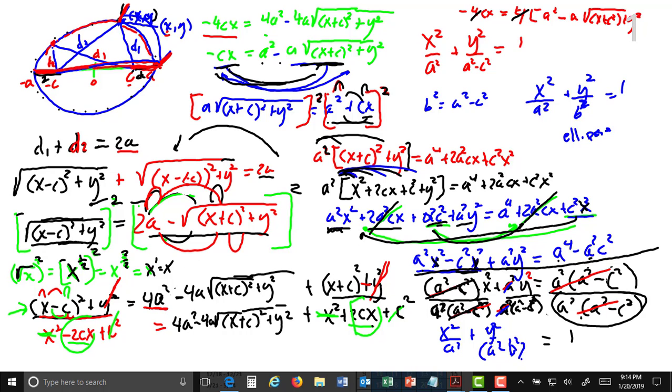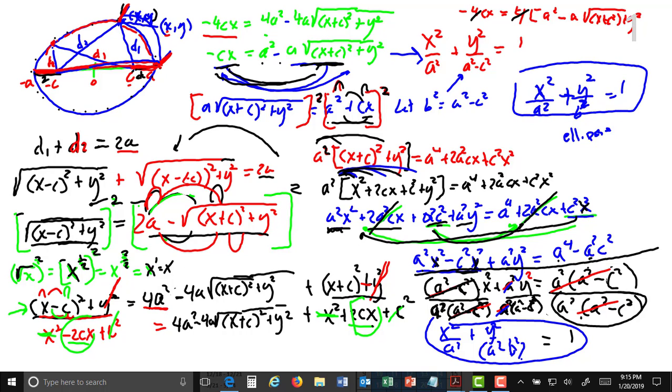All right? So I took this whole term here and I wrote it over here. So now I can let whatever I want, b squared equal to a squared minus c squared. And so now I'm going to replace this with b squared. So what I have is x squared over a squared, and then that's plus y squared over b squared, and this is the equation of an ellipse.